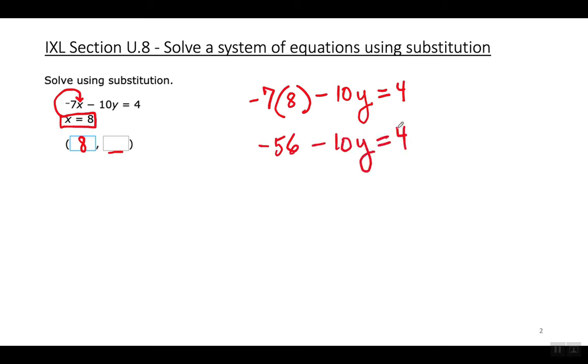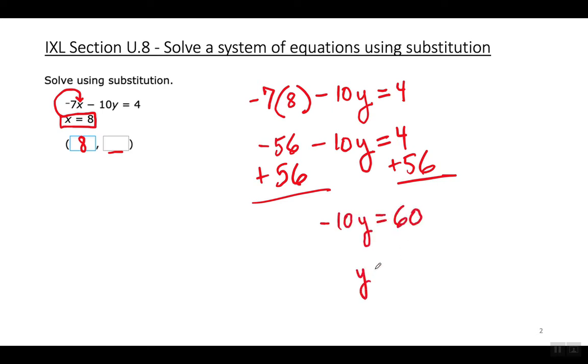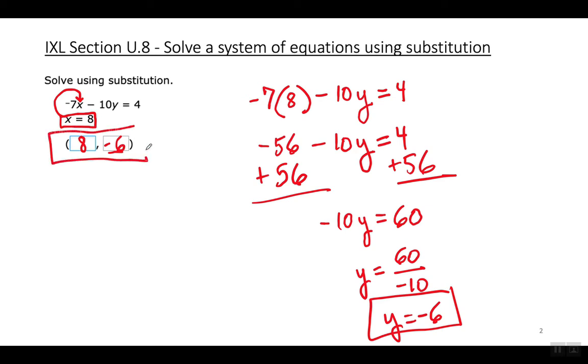And now I'm just going to use my algebra skills to solve for y. So I'm going to move negative 56 to the right by adding 56 to both sides. That's going to give me negative 10y equals 60. So y is going to equal 60 divided by negative 10. So y equals negative 6. And that's my answer. The answer that solves this system of equations is 8, negative 6.